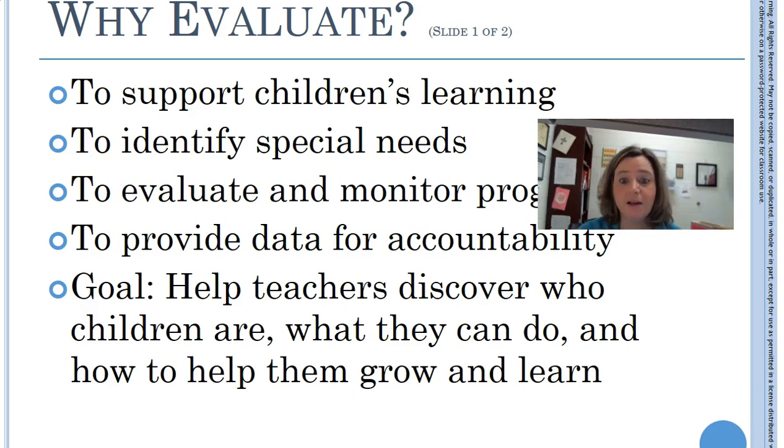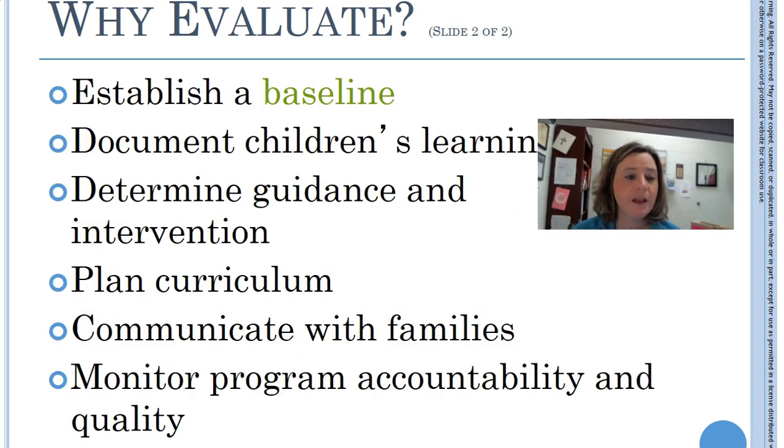So from this portion of the chapter, what I really want you to take away is that negative stigma that we have of assessment and evaluation, and realize that if we're doing it with the correct purpose in mind, and we're using developmentally appropriate tools, then it's not going to be like the awful testing that we all remember from when we were in high school. Some other reasons why we evaluate: we've got to establish a baseline, and that's basically, where are we? Where are most of the children at this point? Document children's learning, determine guidance and intervention, plan our curriculum, communicate with families, monitor program accountability and quality.